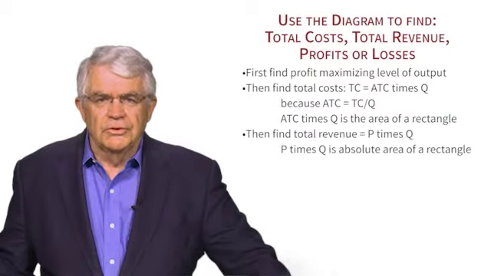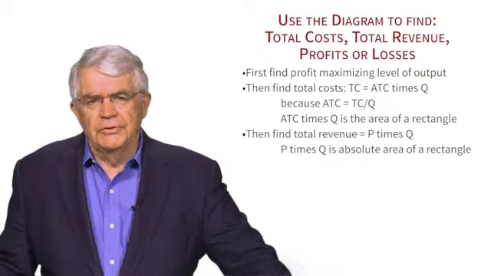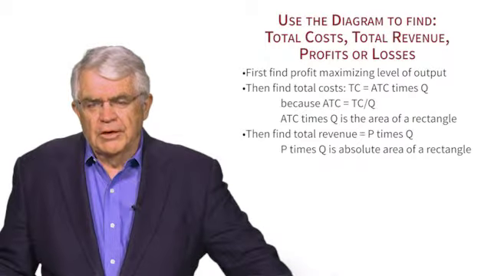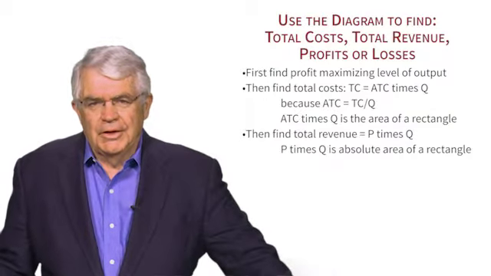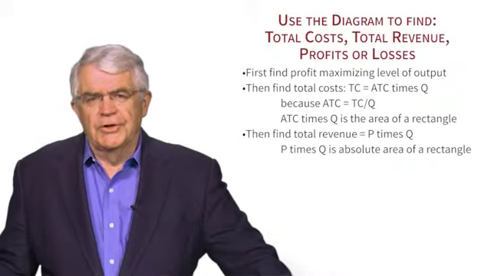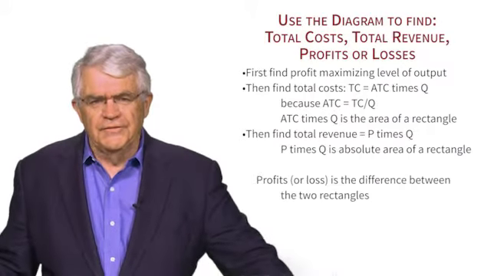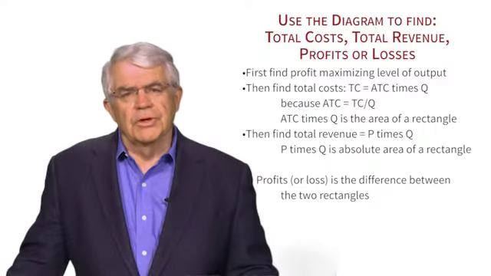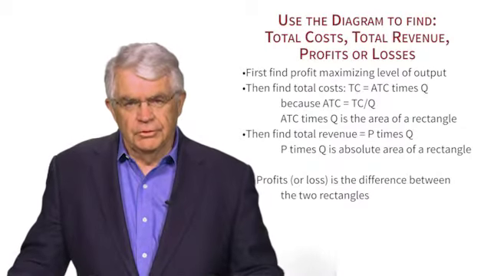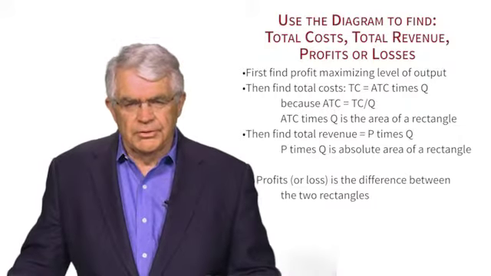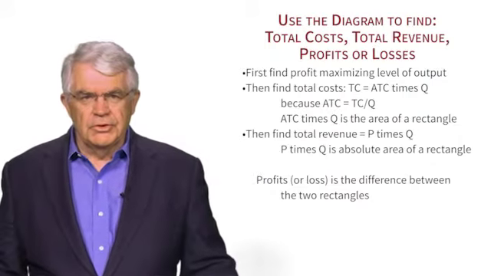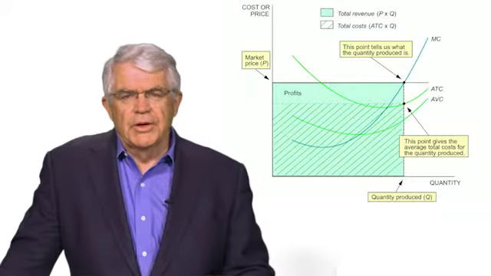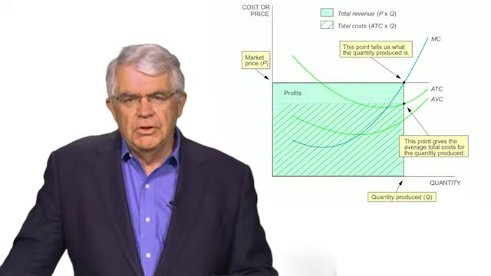Then, having considered the cost, we're going to think of the revenue. Total revenue is just price times the quantity produced, and we're going to see that P times Q is also the area of a rectangle. Finally, profits or losses is going to be the difference between the two rectangles, the difference between revenue and costs. So let's just look at the diagram first and then examine how you actually create this from scratch.